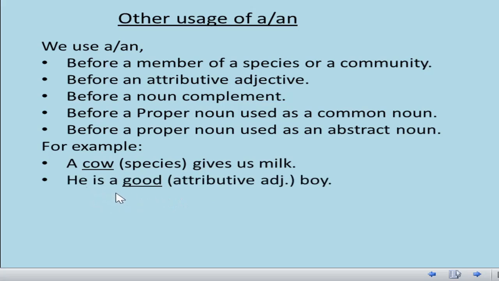He is a good boy. Here, good is an attributive adjective because here good is followed by a noun. So when an adjective is followed by a noun, it is called an attributive adjective.